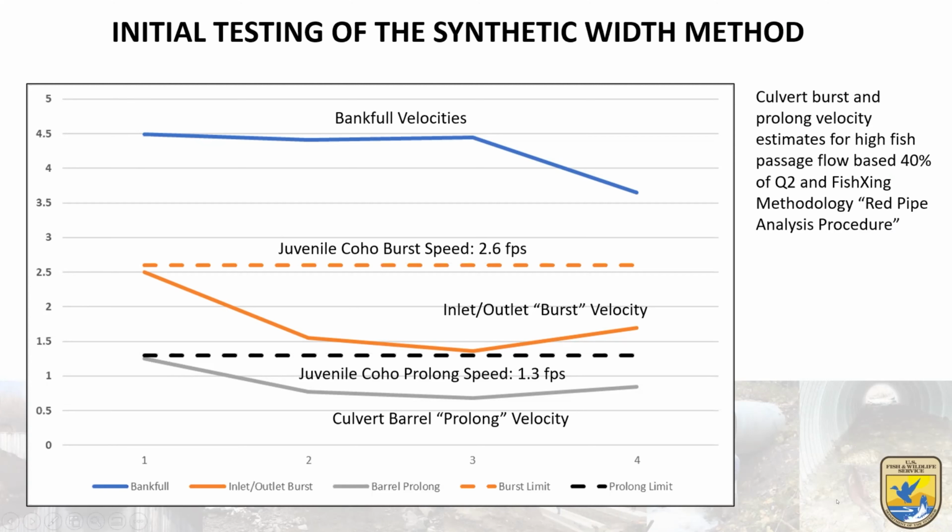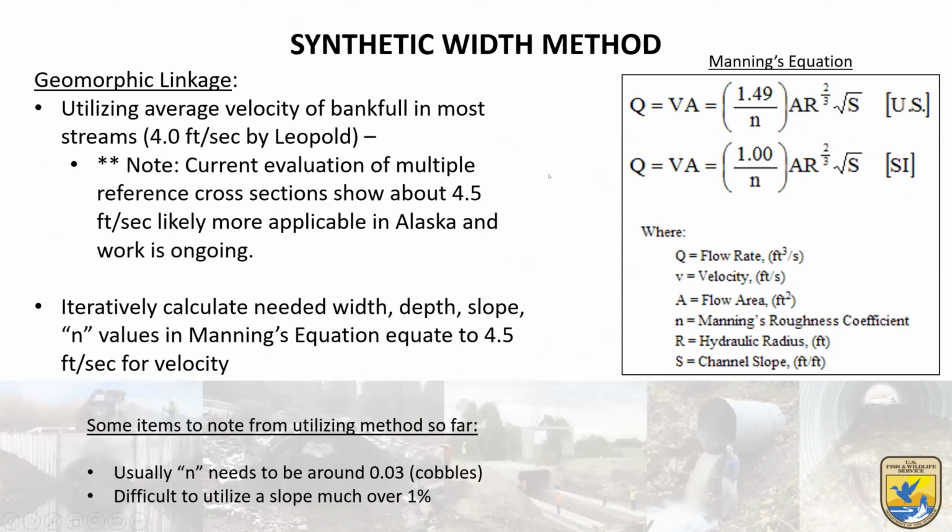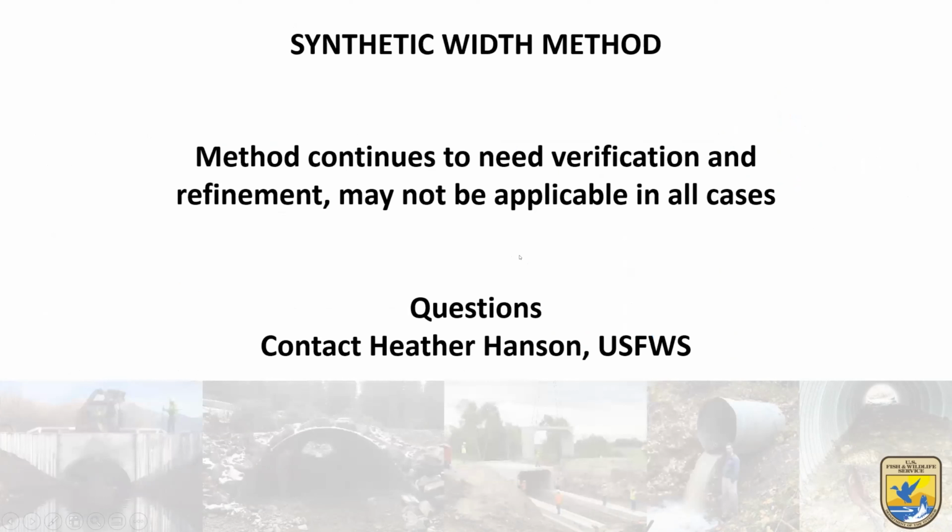So that is it in a nutshell. Again, more verification and refinement is needed there. These regional curves may help in these cases, but large wetland complexes and relic sloughs and channels are some of the more complex things to figure out because there really is no bankfull feature to go by. And that's it.